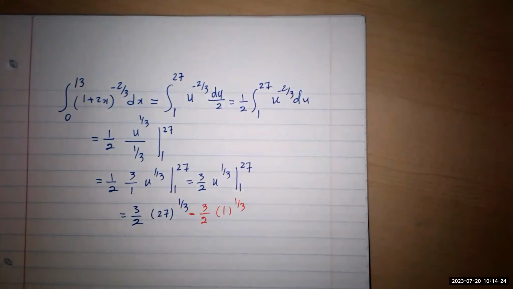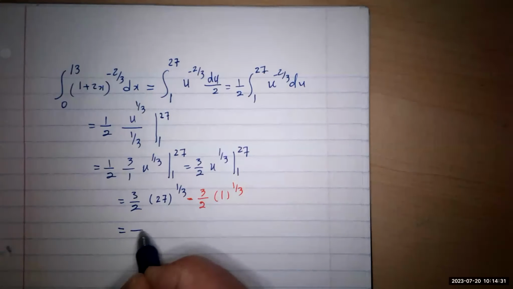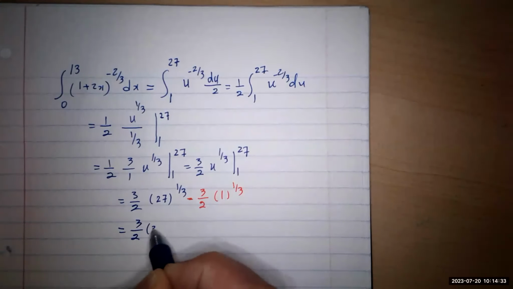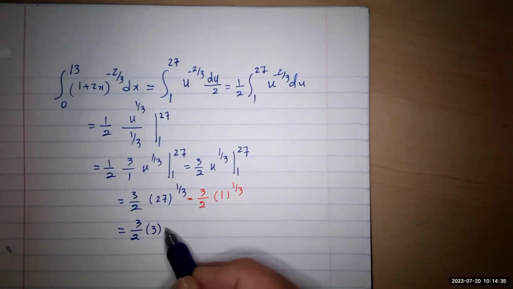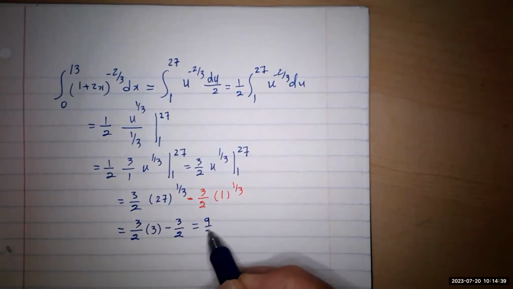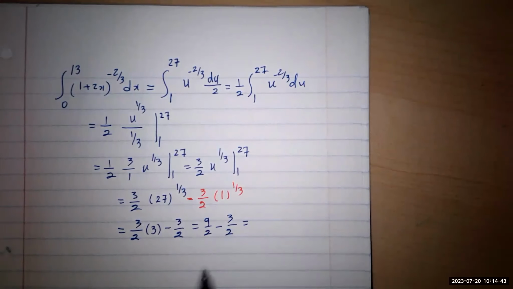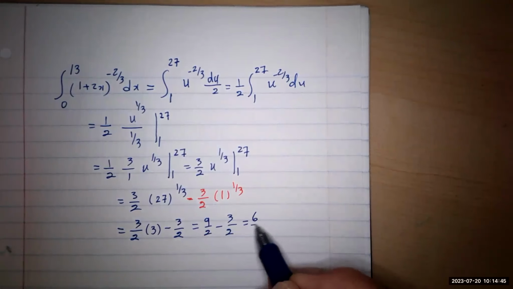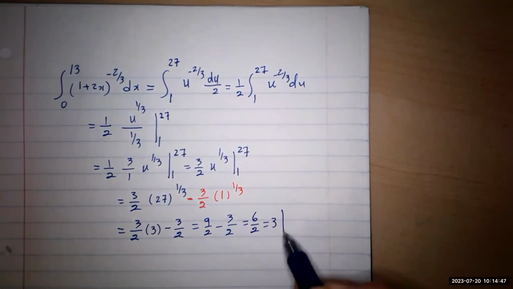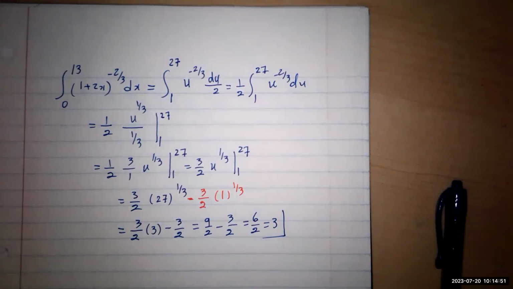You have to simplify this. 27 to the 1/3 is the cube root of 27, which is 3. And this would be just 1 minus 3/2. So we get 9/2 minus 3/2. So it's going to be 9 minus 3, 6/2, which is equal to 3. So the final answer would be 3. It's a very nice integral.